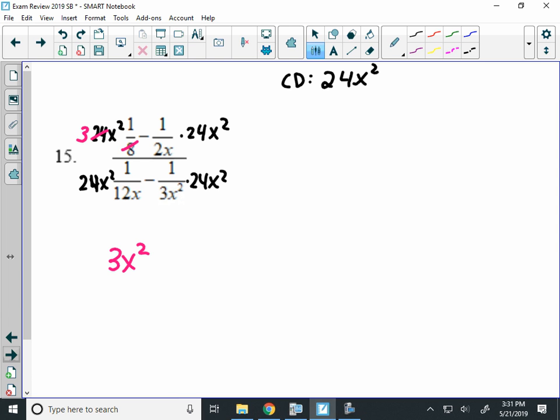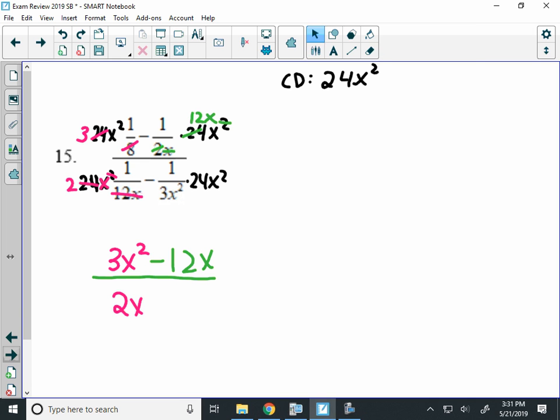Now the next part. One of the x's goes away. The 2 and the 24 cancel to just be 12. So I have a 12x in the top right. Negative 1 times 12x is minus 12x. Bottom left. One of the x's goes away, so that cancels with the squared. 24 over 12 is 2. So that's a 2x that I have on the bottom left. 2x times 1 is 2x.